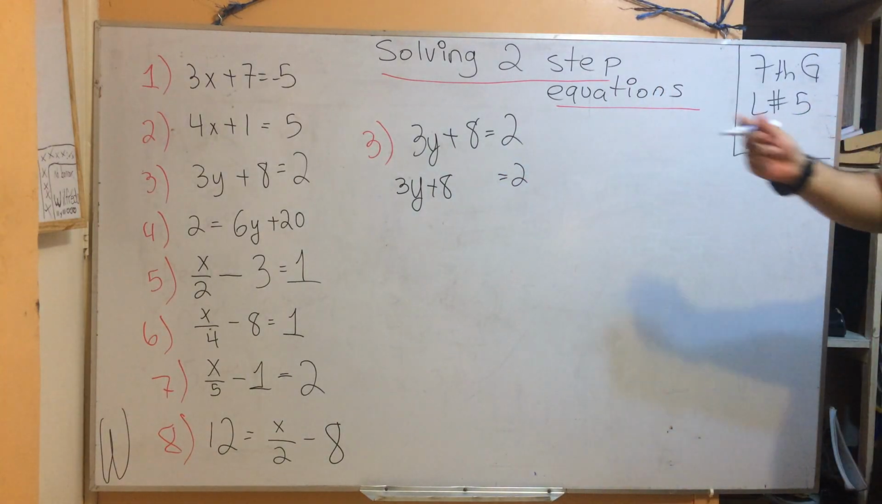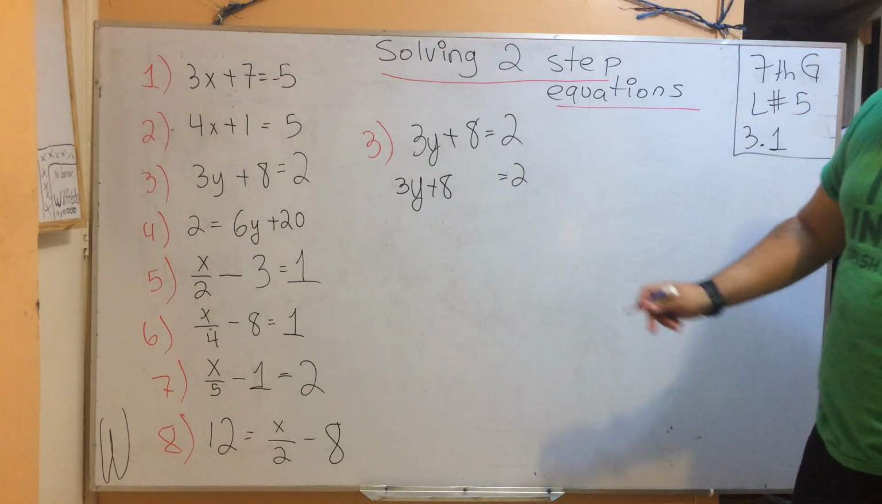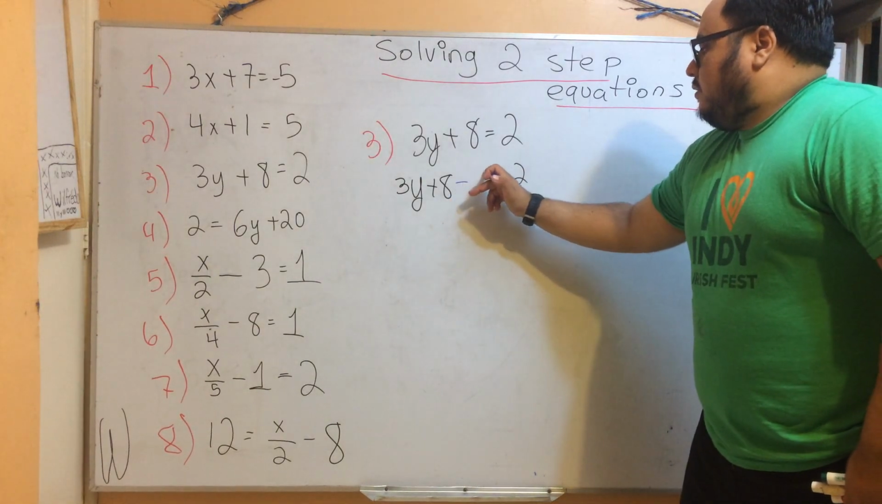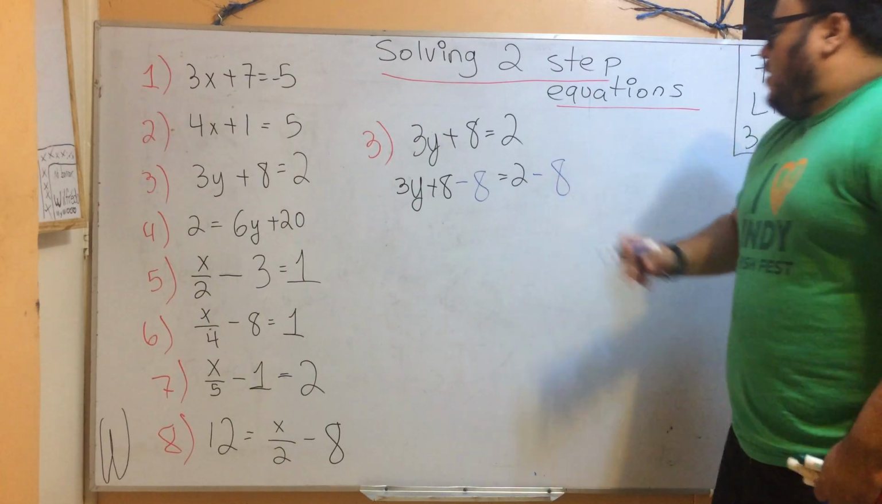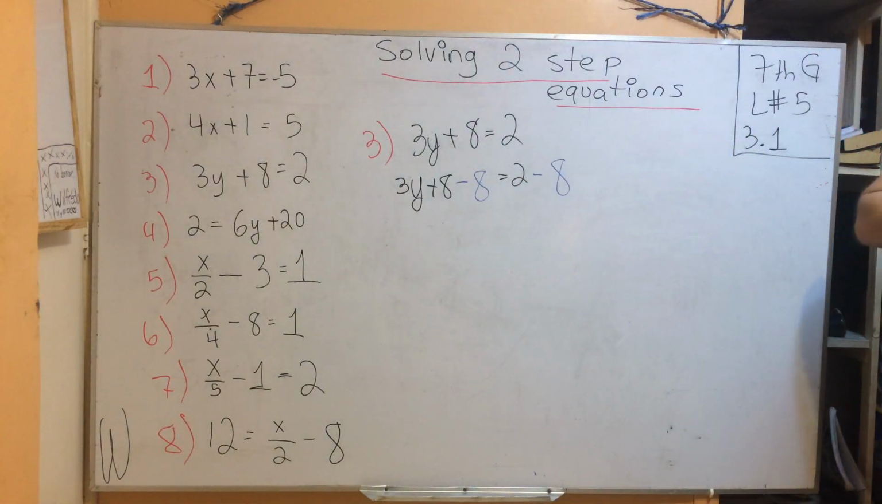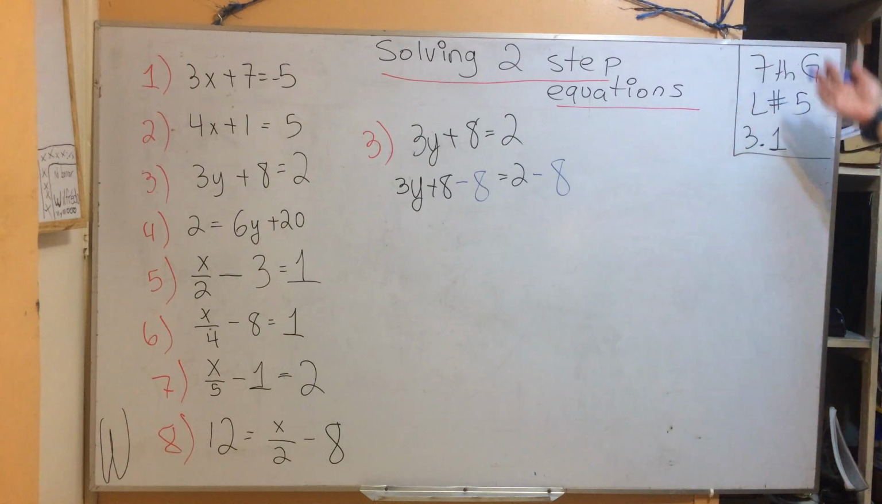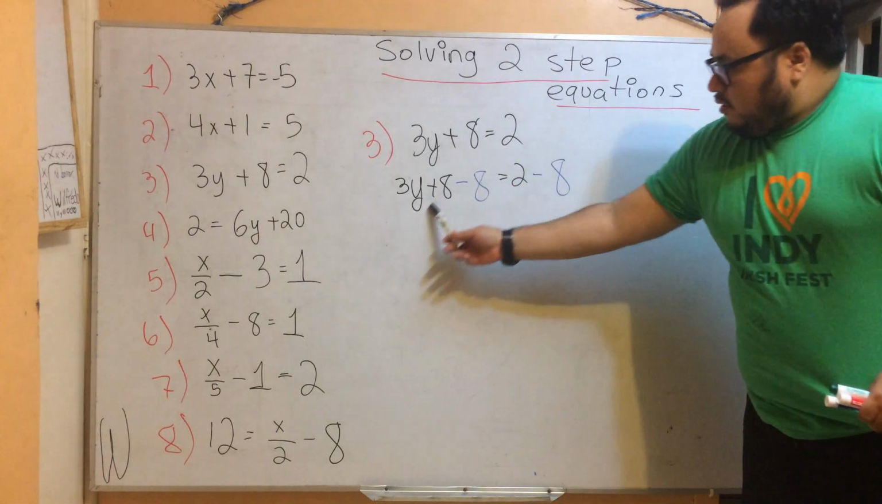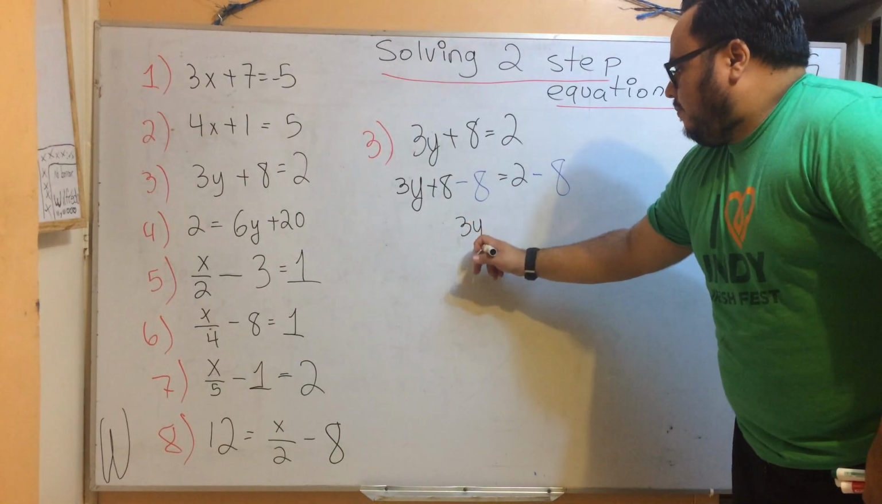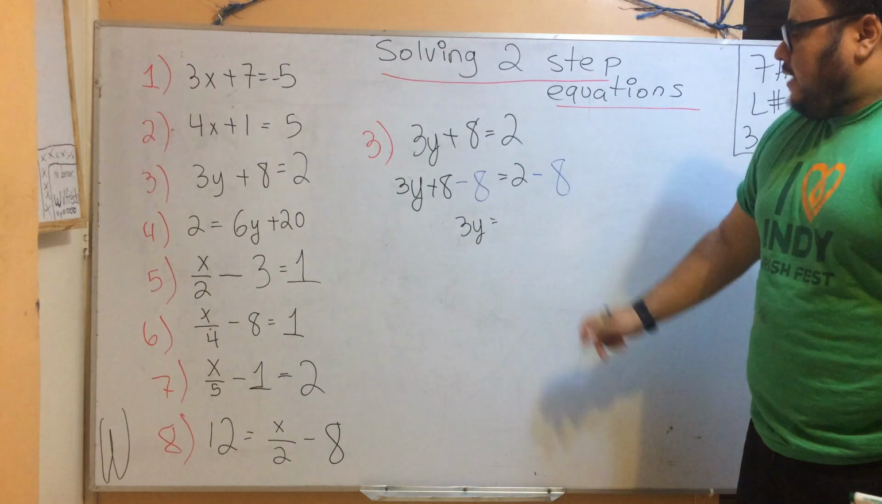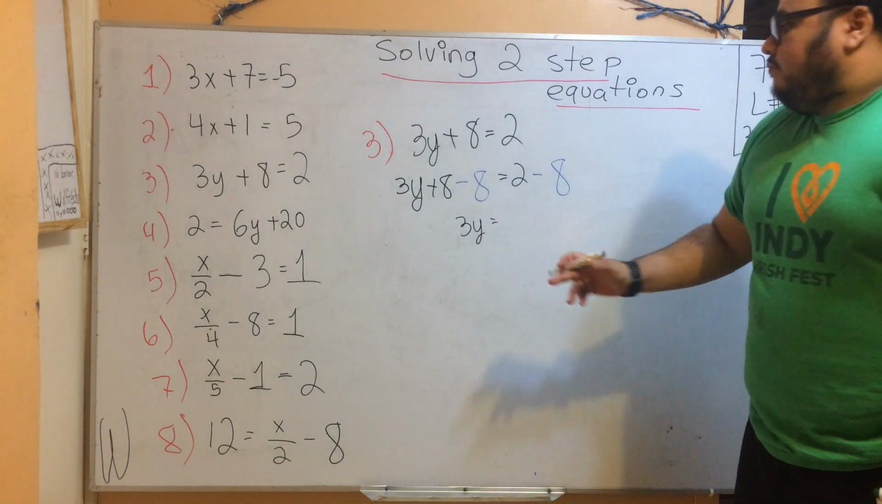So, what do we do to eliminate that number 8? We subtract 8 on this side, and we subtract 8 on this side. Remember, what we do on one side, we have to do on the other. So the 8's are canceled, and we have 3y equals 2 minus 8, minus 6.